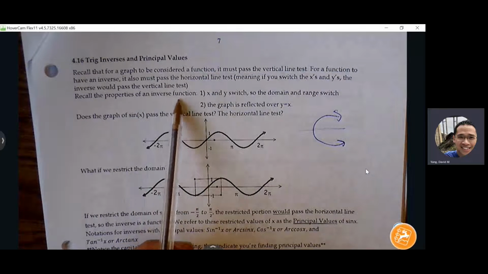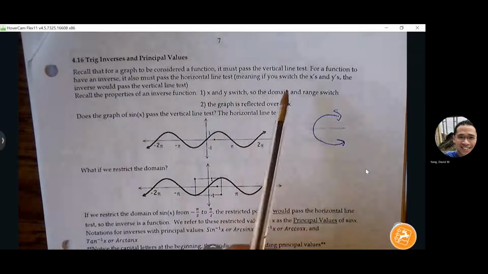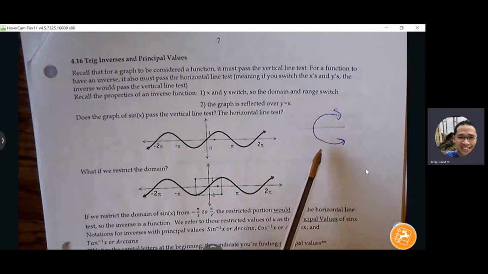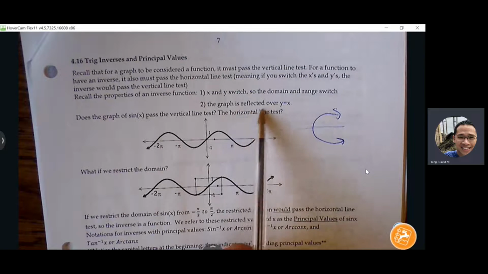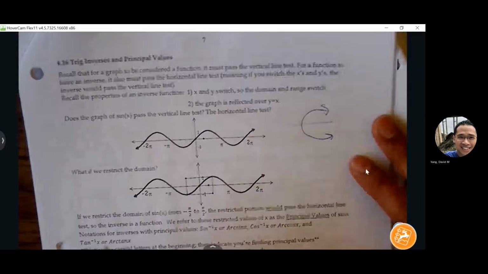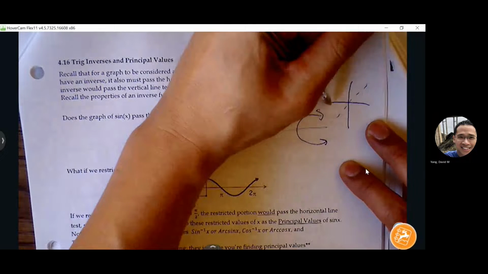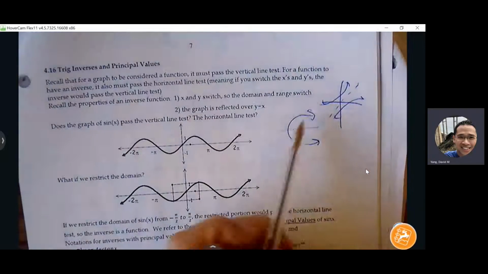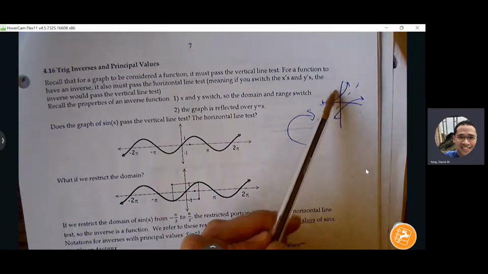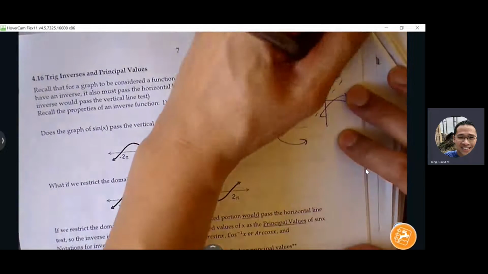So here are the properties of the inverse function. If I were to switch the x and y, that means the domain and the range would also switch. Okay. And an inverse function is one where you can imagine it folding over the line y equals x. Okay. So a graph like this here. These two graphs would be inverses of each other because if you were to fold the graph over the dotted line, y equals x, you can imagine the graph overlapping.